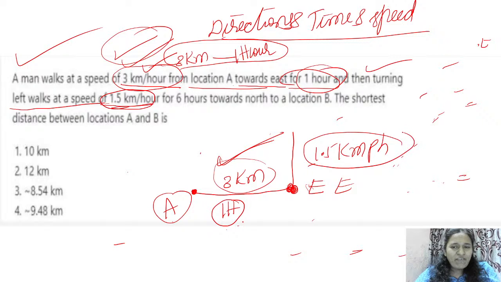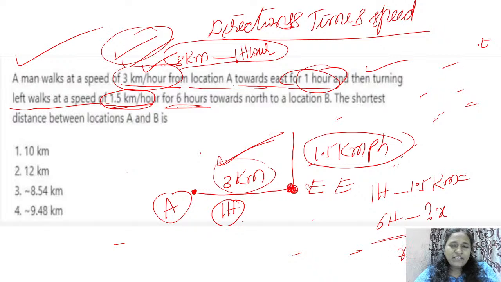How many hours did he walk? 6 hours. The meaning of 1.5 kilometers per hour is that in 1 hour he travels 1.5 kilometers. In 6 hours, how many kilometers can he travel? x is equal to 6 into 1.5, that means 9 kilometers. He can travel 9 kilometers in 6 hours. Now he reached this point.